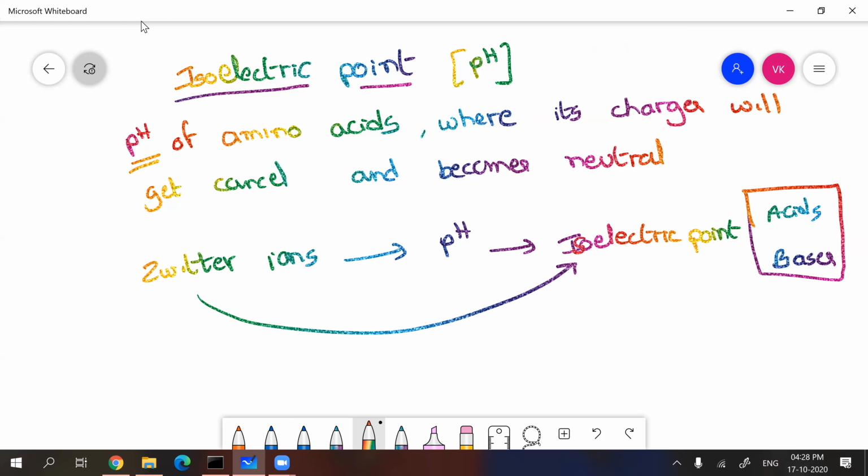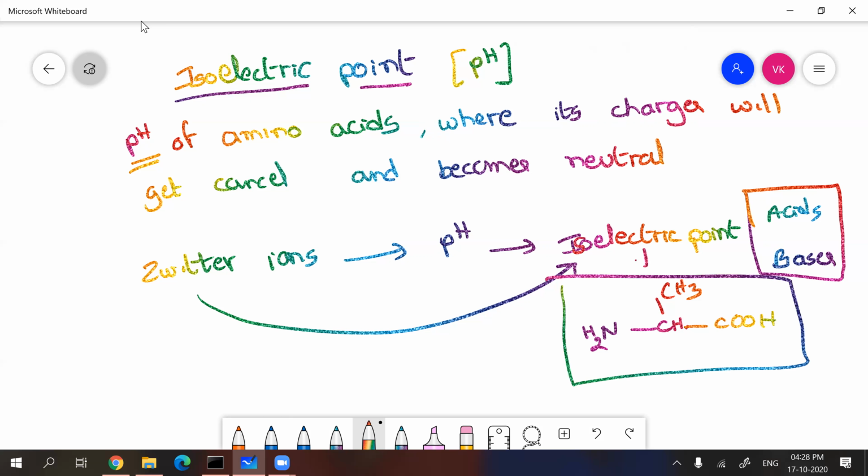So at this particular pH, its charges get cancelled, and it acts like a simple neutral molecule at the isoelectric point. So that pH value where it is acting like that is called the isoelectric point. So hope you understood this concept.